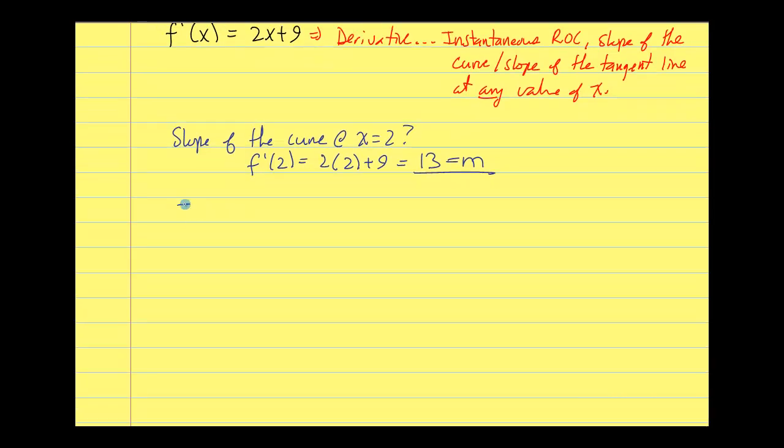I could also talk about the instantaneous rate of change at x equal negative 4. So I'd have f prime at negative 4, 2 times negative 4 plus 9. Negative 8 plus 9 is 1. And this would be, since it's instantaneous rate of change, let's say meters per second, or something similar to that for an instantaneous rate of change. So again, that's what I can do with this nice function then that describes the derivative at any point.